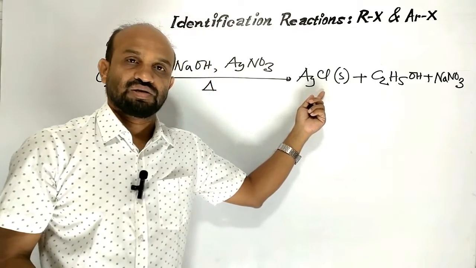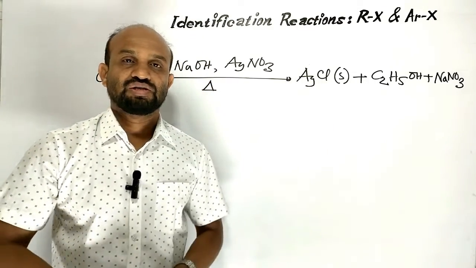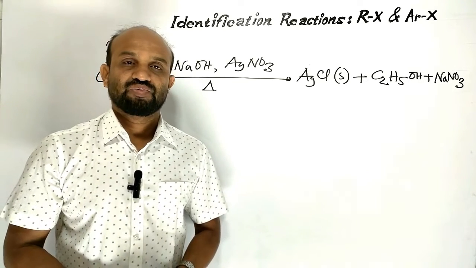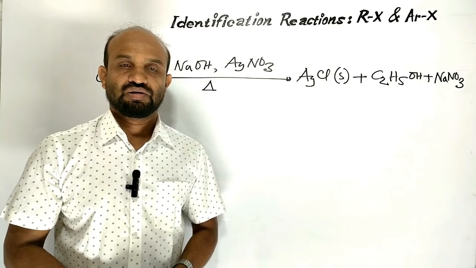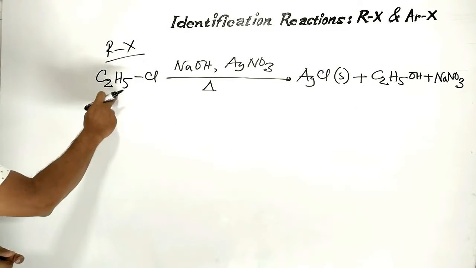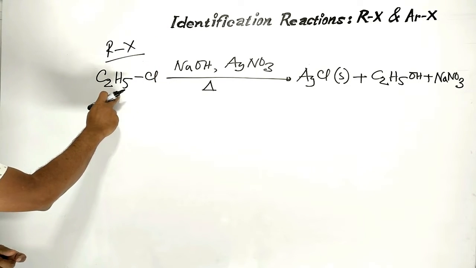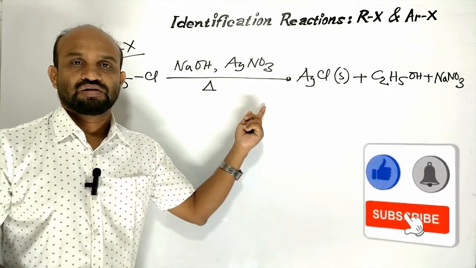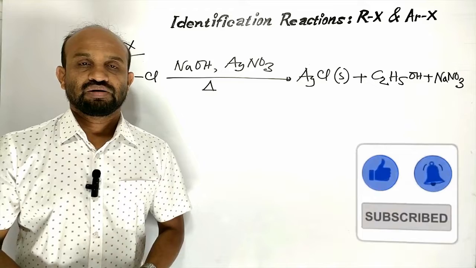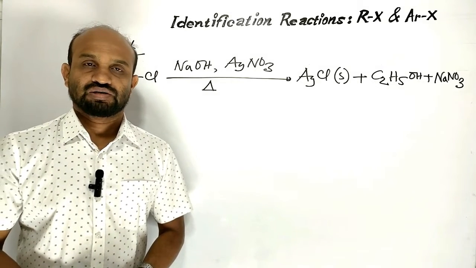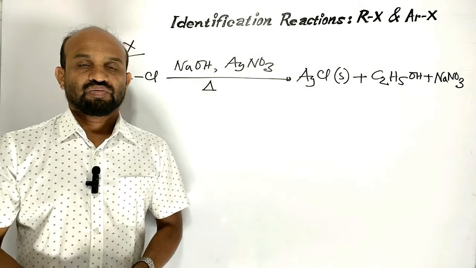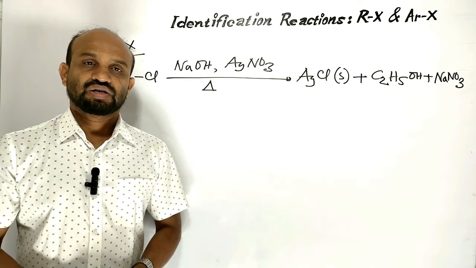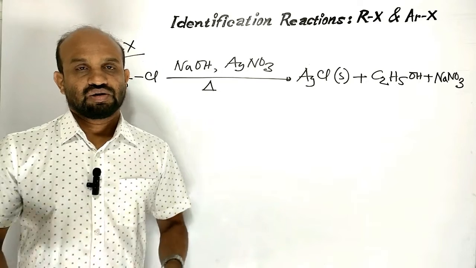So in this reaction, silver chloride deposits as a white precipitate. This white precipitate of silver chloride confirms the presence of alkyl halide at normal condition. That is, at normal condition, silver chloride deposits as a white precipitate. But when aryl halide is taken, then drastic condition is required. Let's see the reaction.